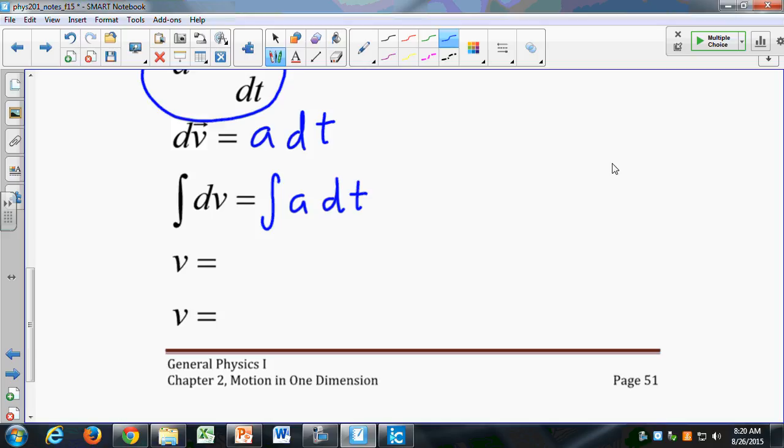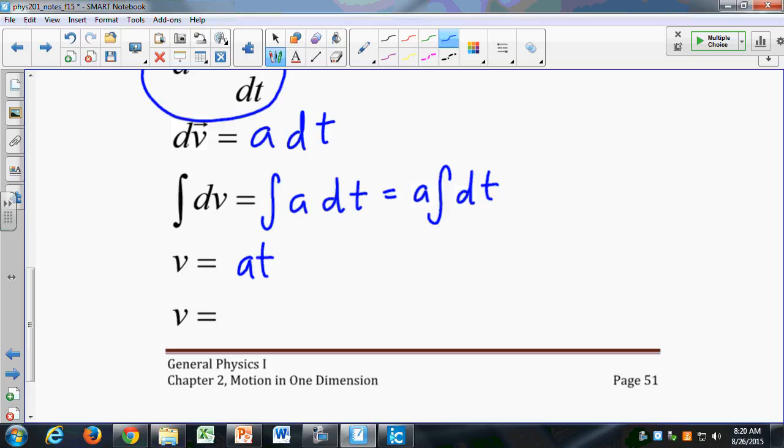Not 0, no. I can further write this because a is not changing with time. I can just write it like this. It's the integral of dt. What's the integral of dt? T, right. It's just equal to t. The integral of dt is equal to t. So this is just equal to at.